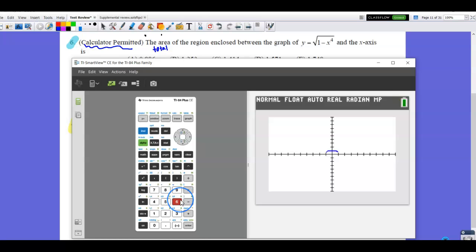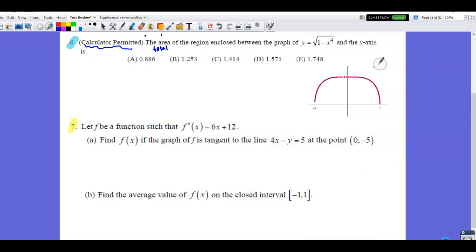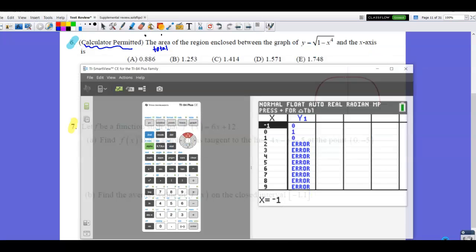All right, now that graph is very, very teeny tiny. If you look at the table of values, second table, when x is equal to 1, we get 0, and I'm going to go backwards. When x is equal to -1, we get 0. That was really kind of important.